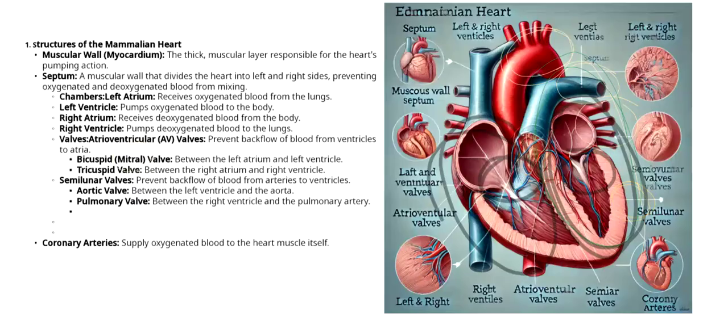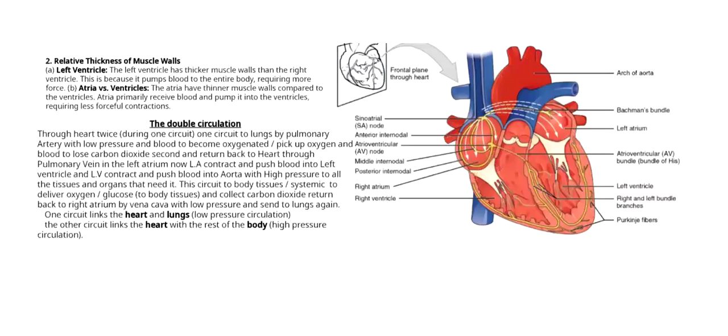So students, now come to the relative thickness of the muscular walls. As I told you, the left ventricle has a thicker muscle wall than the right one because it pumps the blood to the entire body, so it requires more pressure. And what is the actual scenario? How does the blood move in the heart and how does it exit?